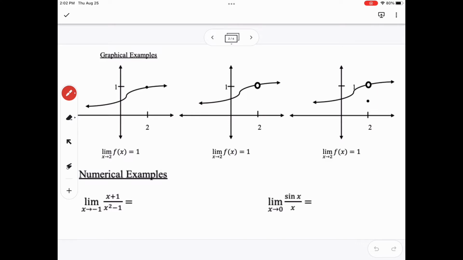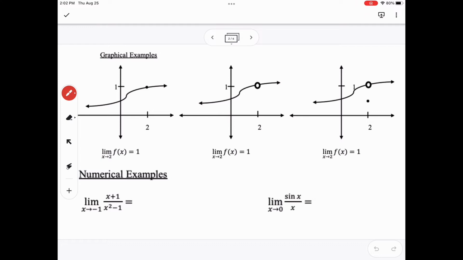Same thing with the third one all the way to the right. We're still approaching that same value of 1, regardless that it's defined as something else below. You can see the dot below the open circle at that point, which still makes it a function, but it's still approaching that 1. It's not approaching that dot. So our limit is still 1 as x approaches 2 there.